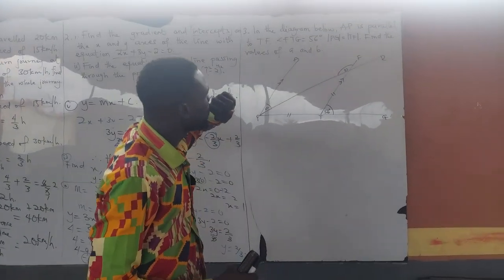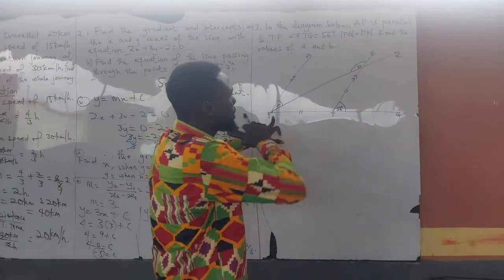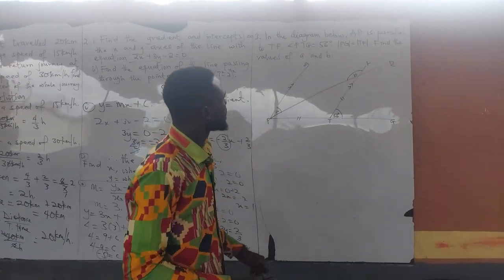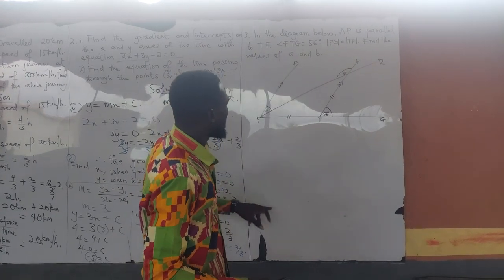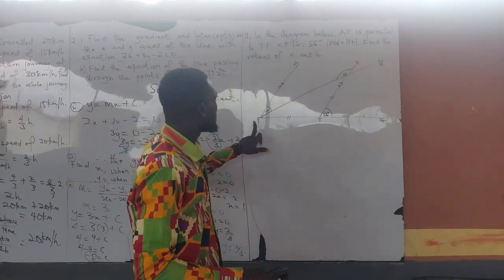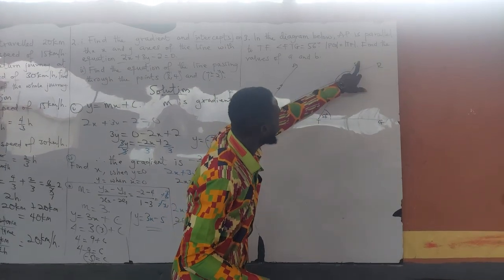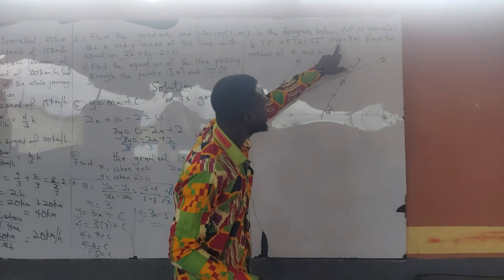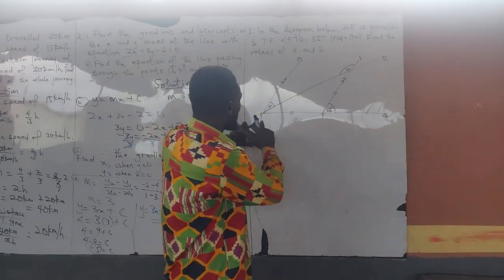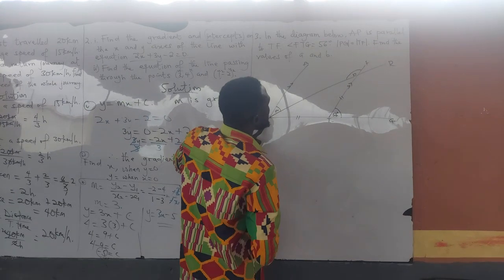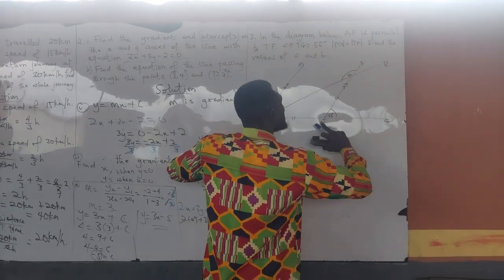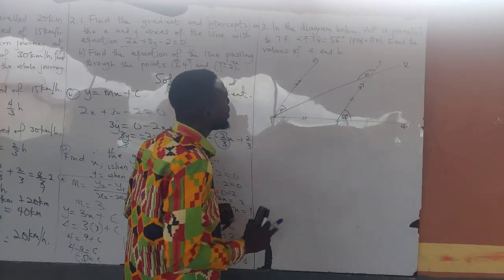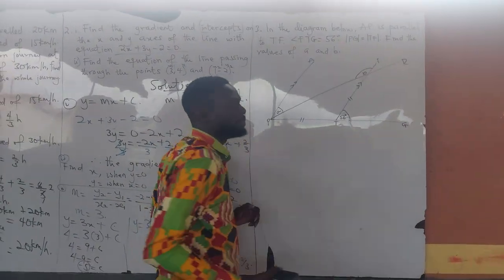In the diagram below, AP is parallel to TF. Angle FTG is 56 degrees. Line PG is equal to line TF. So this line and this line, they are equal. Find the values of A and B.